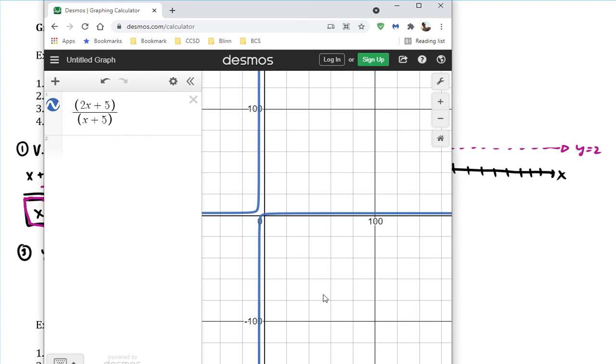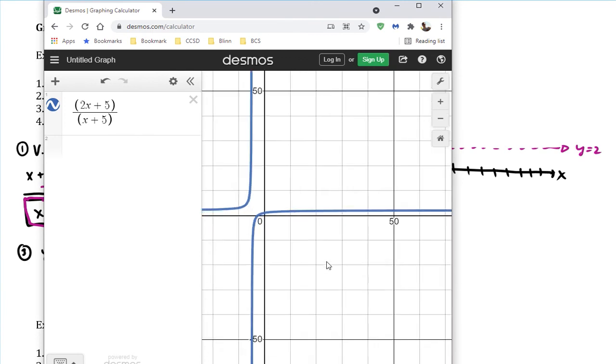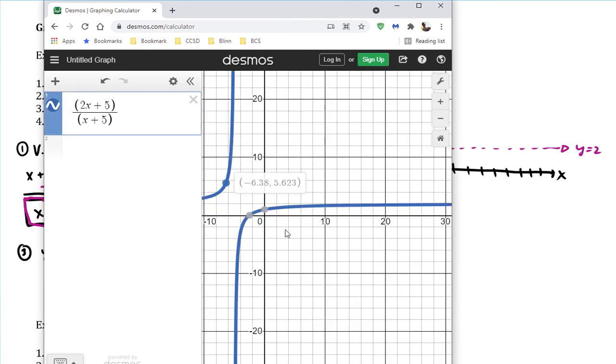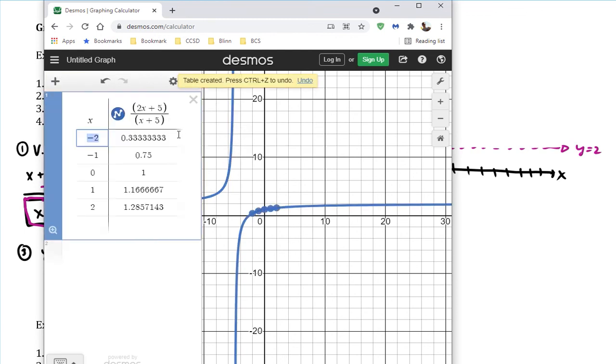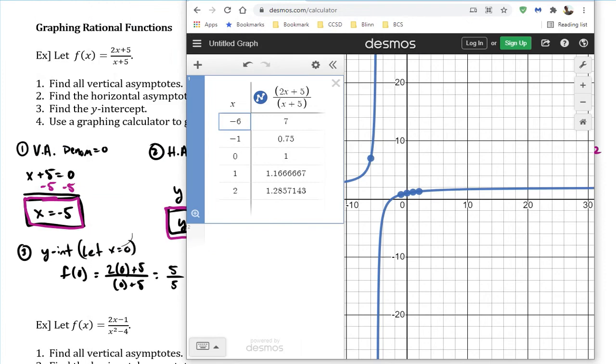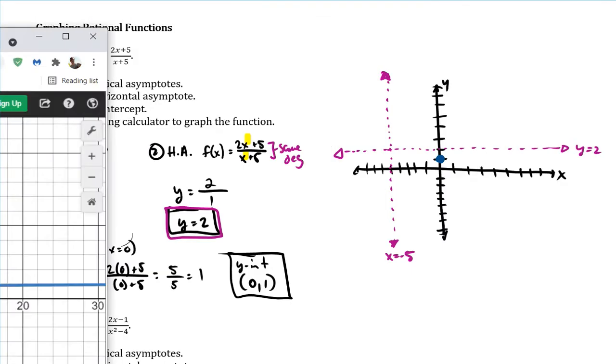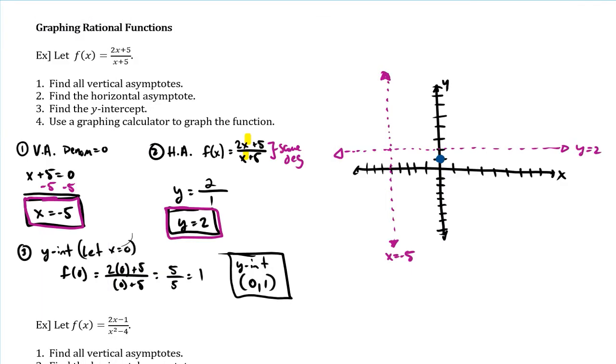Anyway, all I have to do is sketch this along with what happened with the asymptotes. If I need other points, I can find them. Like if I plugged in -6, or if I use my table option, I can see that -6 would be 7. So I could try to make it more accurate on my grid. However, let me go ahead and get our final sketch.